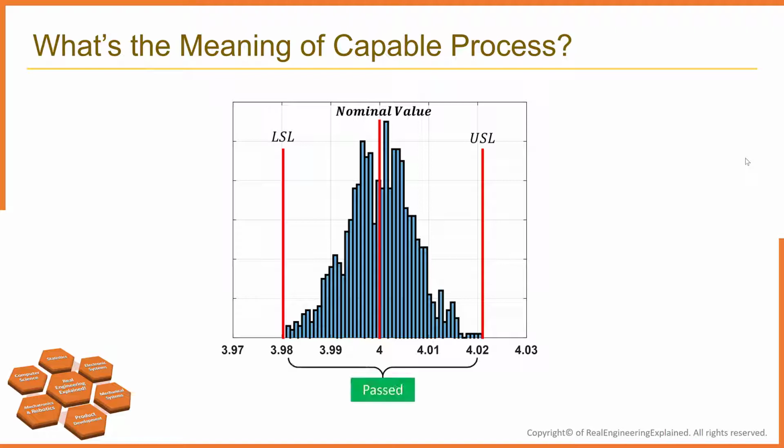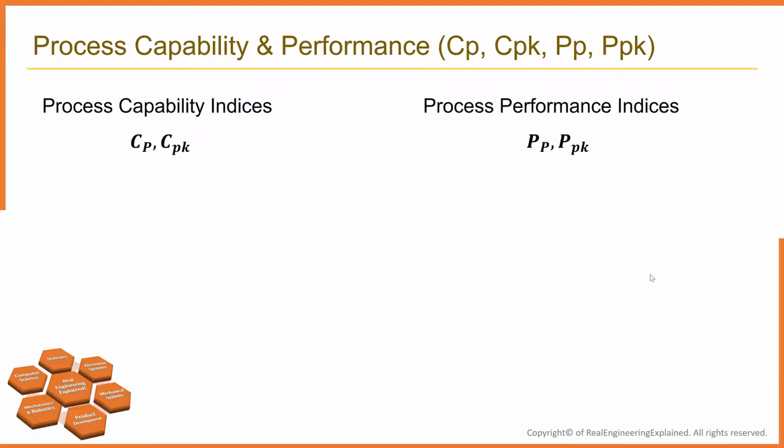For dimension B, the nominal value is 4 mm and the tolerance is plus or minus 0.02 mm. I can't go below 3.98 and I can't go above 4.02 millimeters. Otherwise, it will be rejected. There are two groups of indices: process capability indices, CP and CPK, and process performance indices, PP and PPK. We require the process to follow a normal distribution so we can take advantage of the properties there.